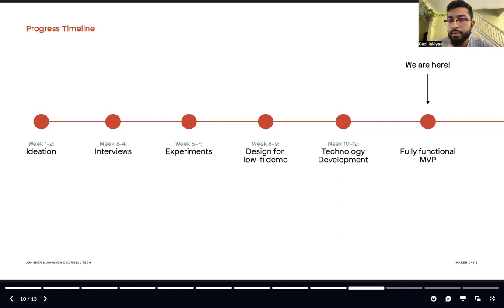And then after that, we worked on our hi-fi prototype to see how far we could go and have an MVP product by the end of the semester. And this is where we are at this point.